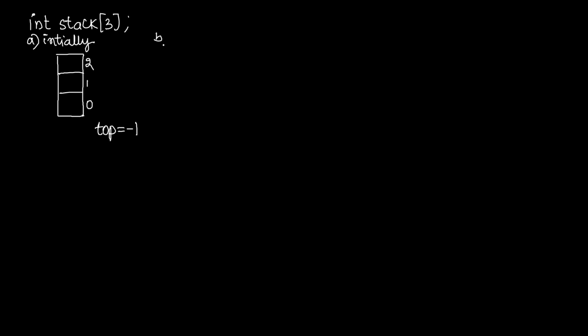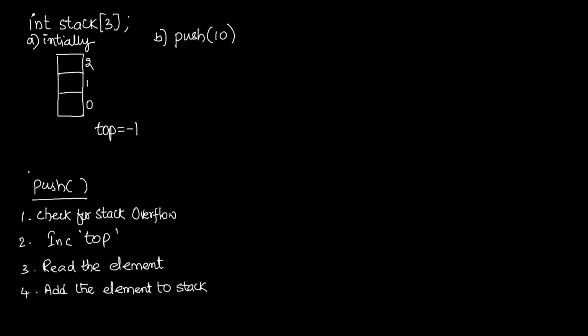And in the next step, I want to add one element. So you have to use the push operation. I want to push the value 10. See here, whenever you want to perform a push operation, you have to perform all these four steps one by one. First one is check for stack overflow. What is the meaning of stack overflow? Stack is full, right? In this case, our stack is empty. So you come to the second step only if the stack is not full. Remember that. If the stack is full, you have to stop at the first step.